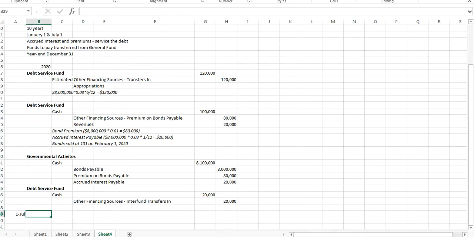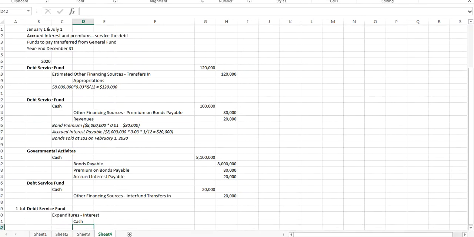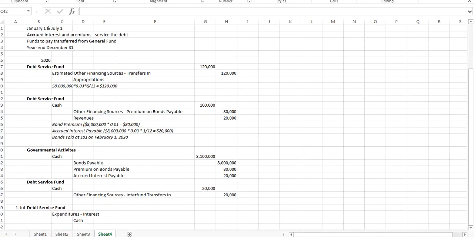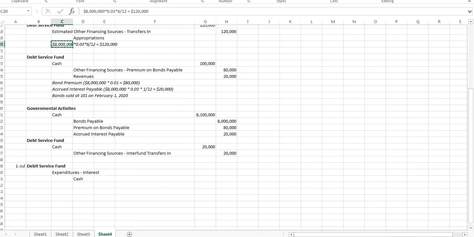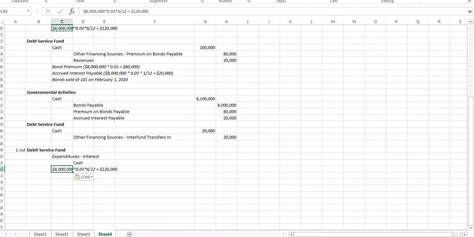So on July 1st, in the debt service fund, so the journal entries for the debt service fund, we have expenditures, interest, and we have cash going out. And our calculation for that, you should already have the calculation for that. We actually had that right here, so we can just copy that. It's $120,000.